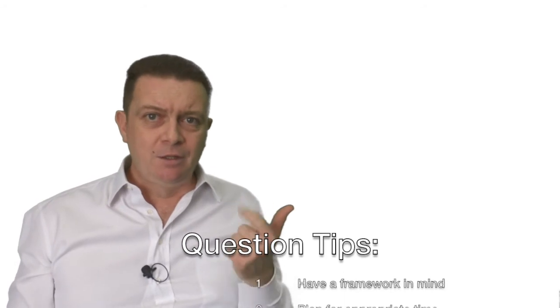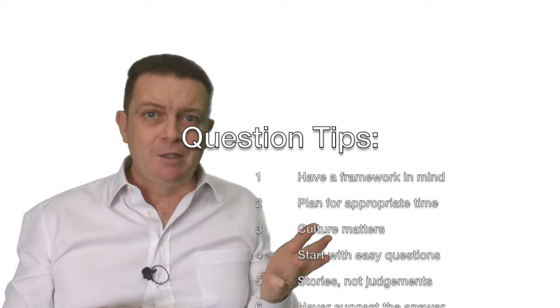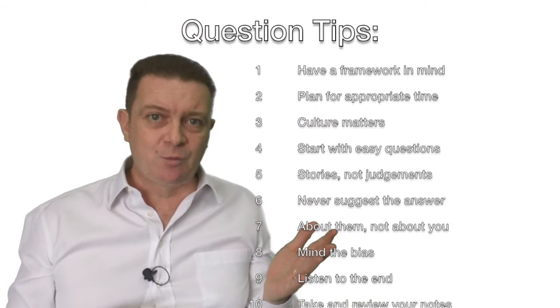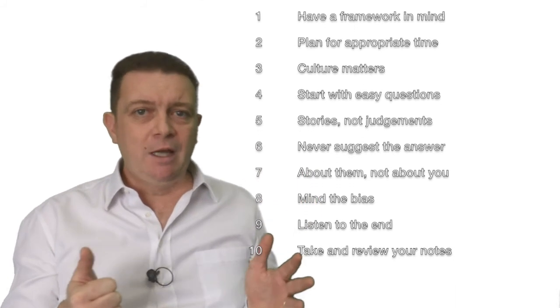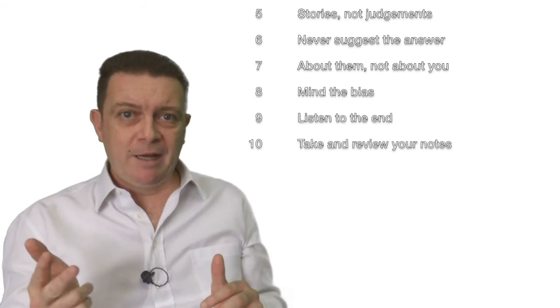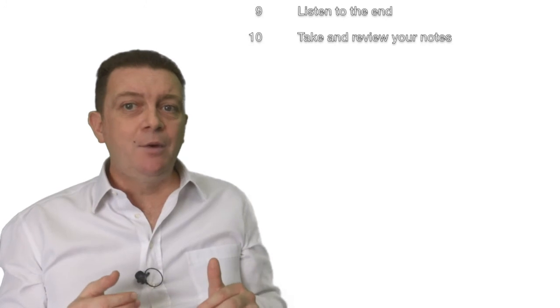Let's review the tips. 1. Have a framework in mind. 2. Plan for appropriate time. 3. Culture matters. 4. Start with easy questions. 5. Look for a story rather than judgment. 6. Never suggest the answer. 7. Ask about them, not about you. 8. Mind bias. 9. Listen until the end of the answer. 10. Take notes and review them soon after. Have you spotted at least 3 mistakes? If you have, write the corresponding numbers in the comments below.